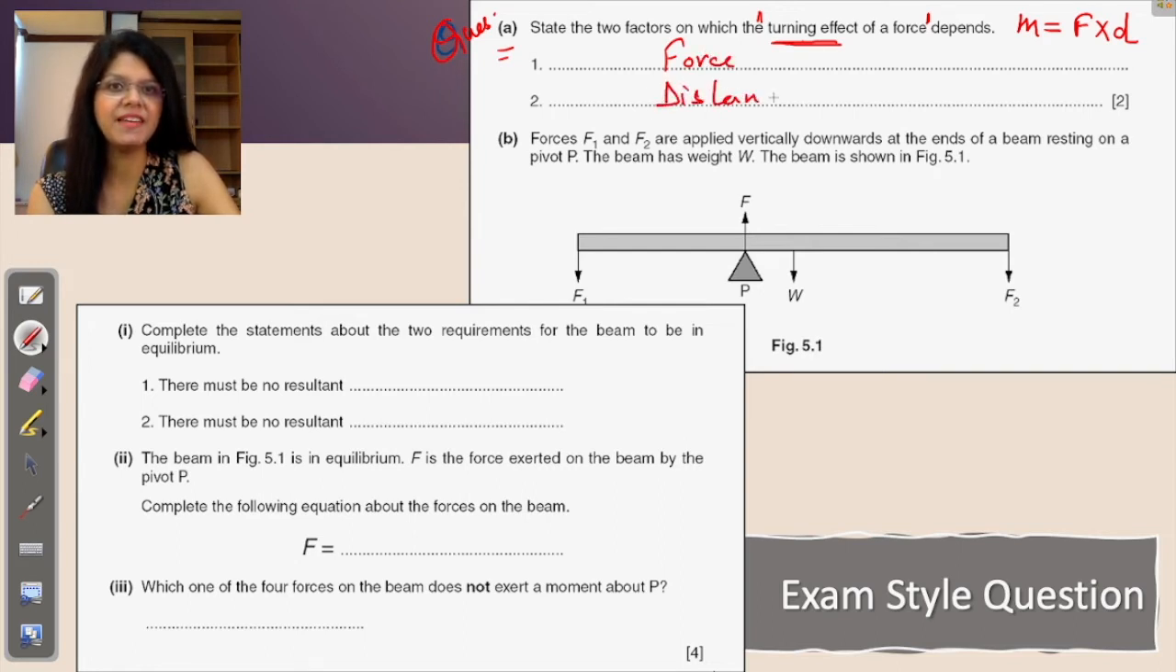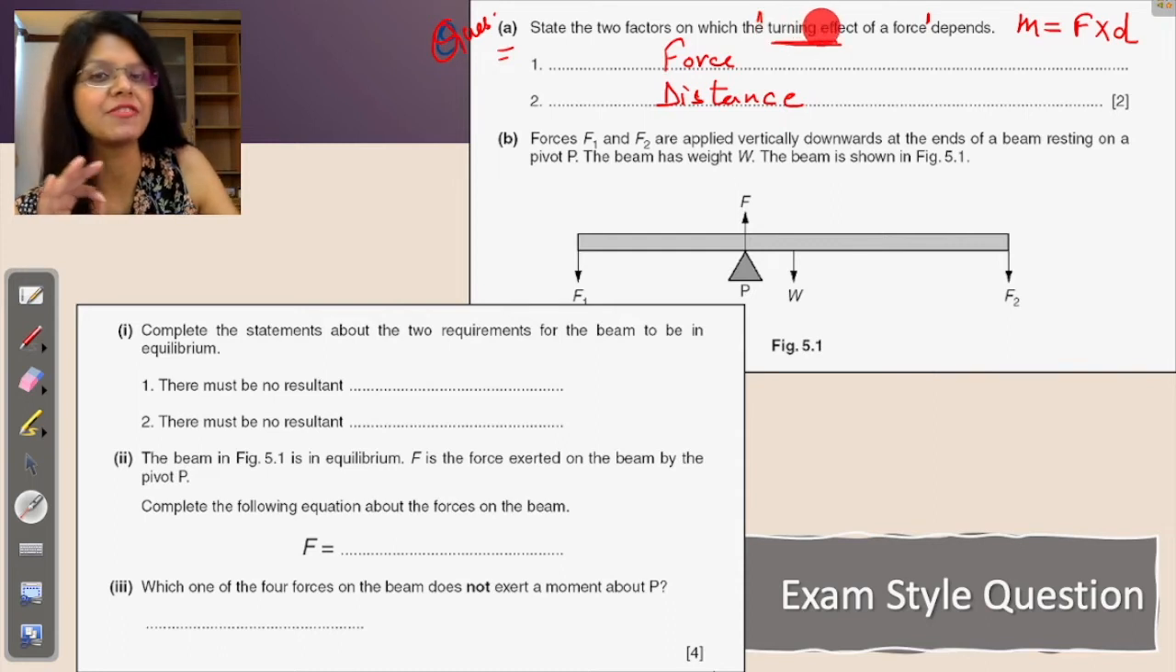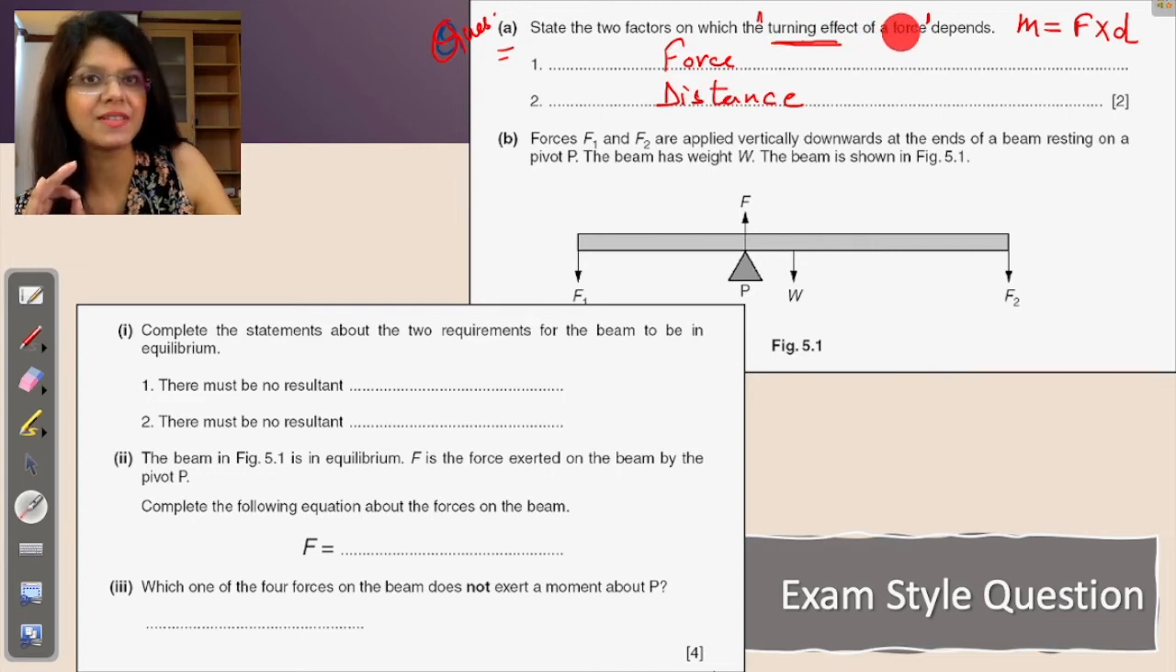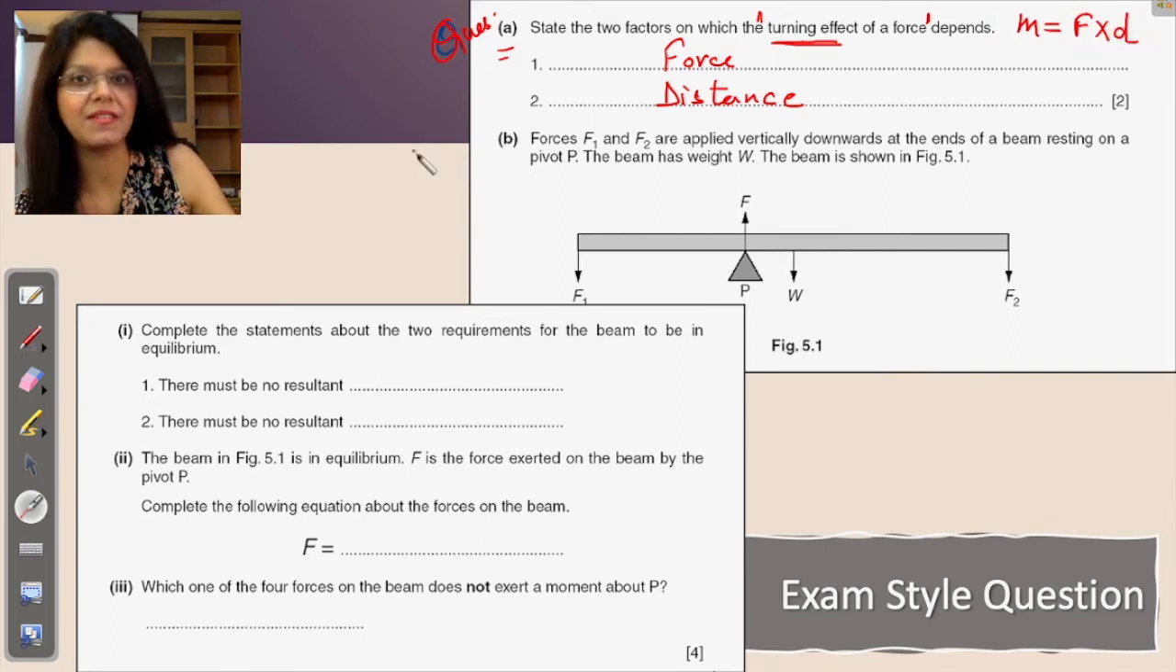So you should be very clear in understanding what the question is asking. The question is not asking about what are the two factors of equilibrium. Do not get confused because we have just finished equilibrium. Here they are talking about two factors on which the turning effect of force depends. And we know that the definition of moments is turning effect of force. So they are talking about moment. So what are the two factors on which the moment depends? The force and the distance. All right. Let us come to the B part.